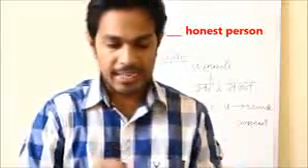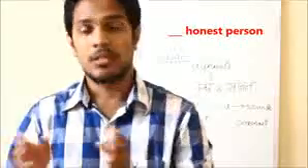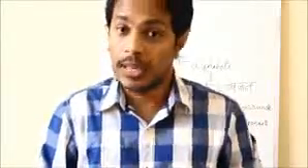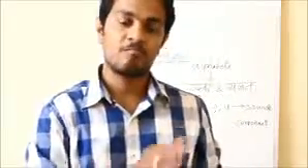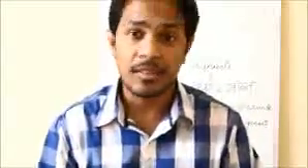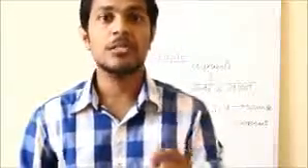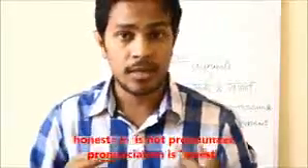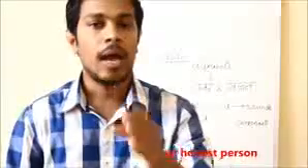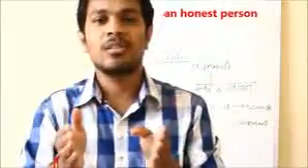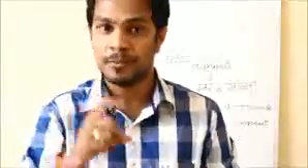Let us take another example with H. Honest person. H-O-N-E-S-T. Starting with H. Horse was starting with H, so we use a. Here also it is starting with H, so should we use a? Not at all. The pronunciation goes like this: honest. We don't pronounce the H. We say honest. O is again a vowel sound, so we use an honest person. So focus on the sound, don't focus on the alphabet.